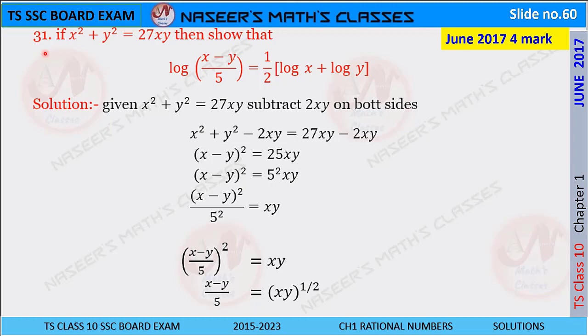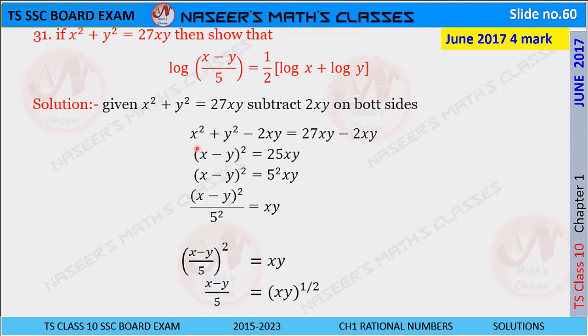We are going to solve the first problem. If x square plus y square is equal to 27xy, then show that log of (x minus y) by 5 is equal to 1 by 2 times (log x plus log y). This is for 4 marks, June 2017. To prove that, first of all, we write the given data, that is x square plus y square is equal to 27xy. Next, we subtract 2xy on both sides because we require the x minus y form.